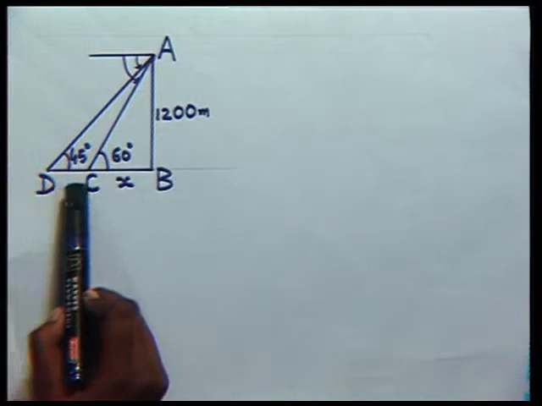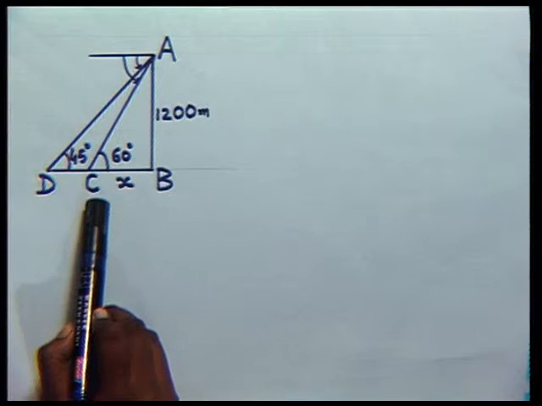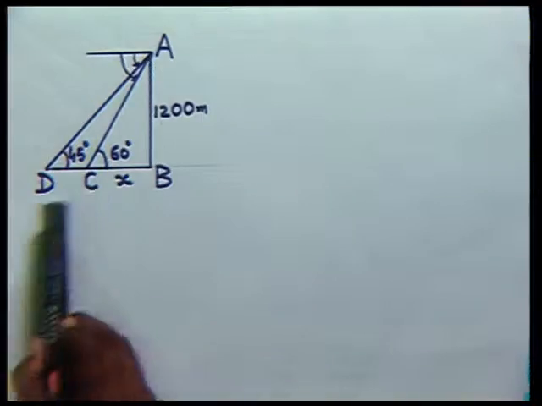We have to find out the distance between C and D, or the distance between the two ships at point C and D. I leave this problem for you to solve. You can solve this using cot theta, cot 60 degree and cot 45 degree.